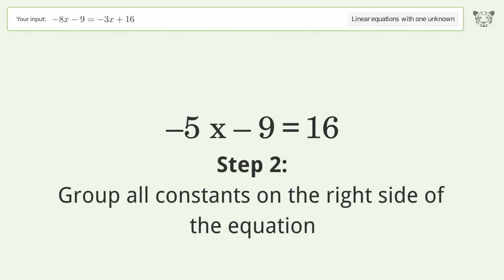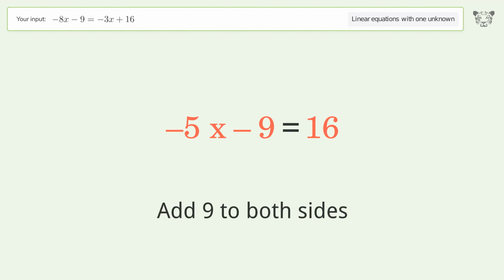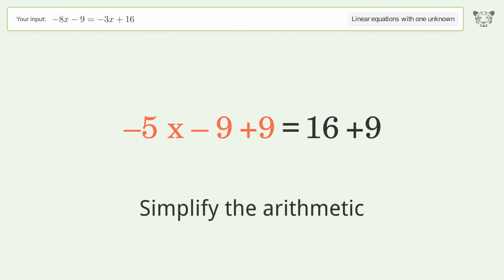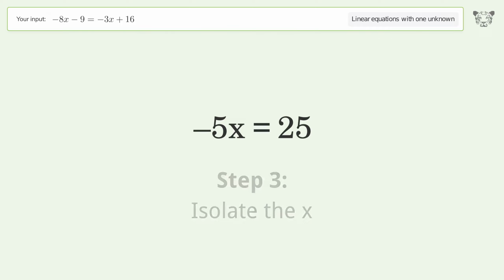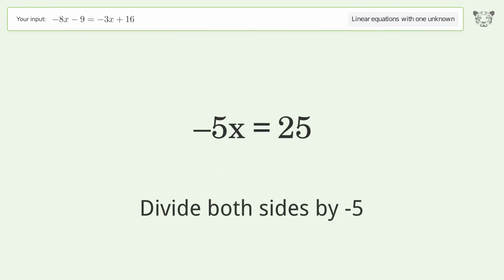Group all constants on the right side of the equation. Add 9 to both sides. Simplify the arithmetic. Isolate the x. Divide both sides by -5.